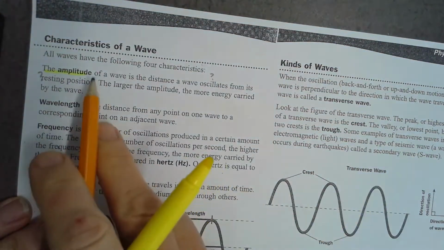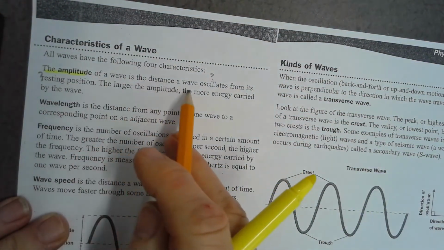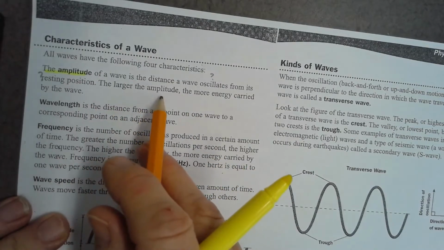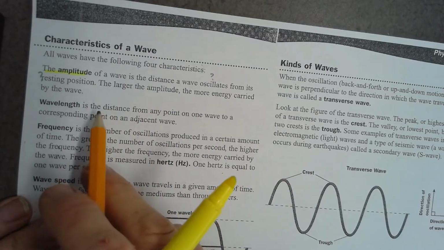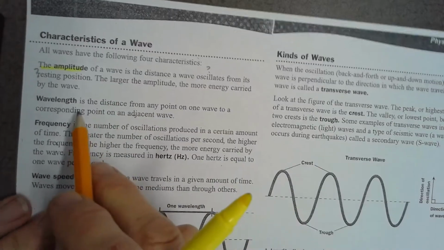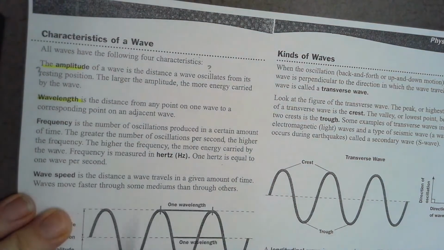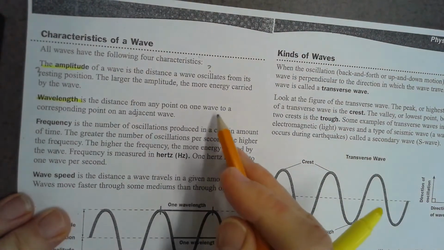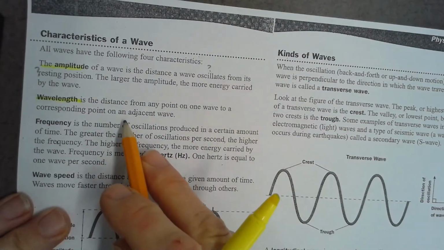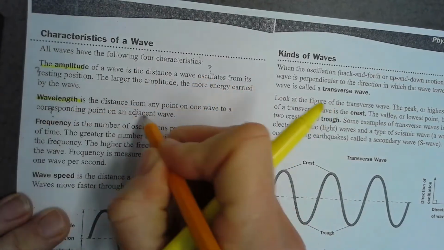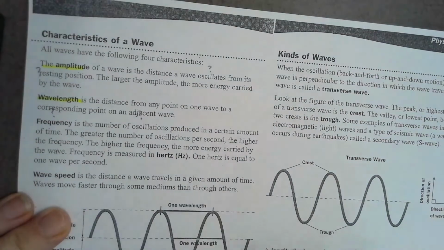I'm going to reread it. The amplitude of a wave is the distance a wave oscillates from its resting position. The larger the amplitude, the more energy carried by the wave. Wavelength. The distance from any point on one wave to a corresponding point on an adjacent wave. These are 2 words, corresponding and adjacent, that I'm also not sure about.